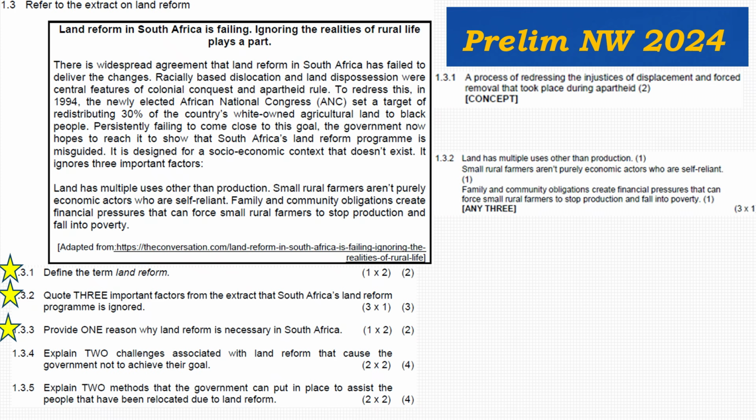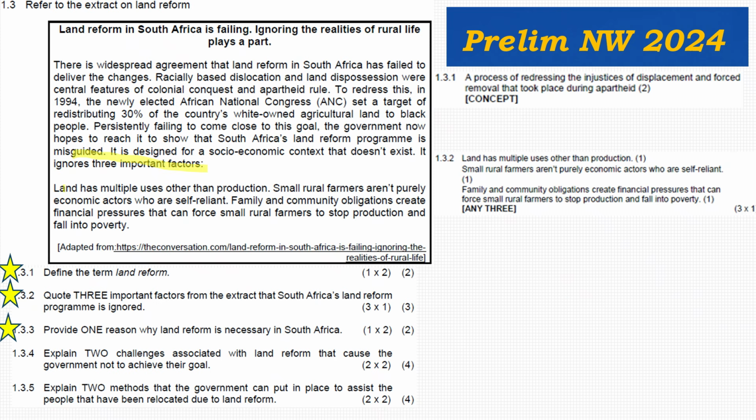3.2 says quote three important factors from the extract that South Africa's land reform program ignored. Now when you quote, please include those quotation marks, because the examiners can be quite stubborn at times. One of the factors that the program ignored was that land has multiple uses other than production. They speak about it here. It says that it ignores three important factors, and then it provides those three factors.